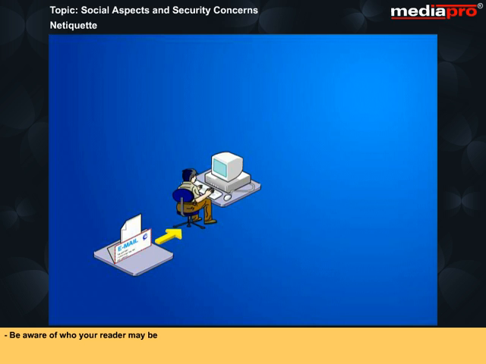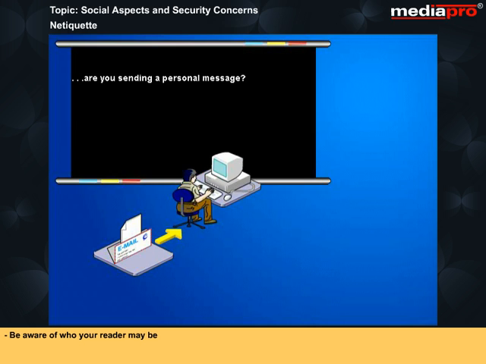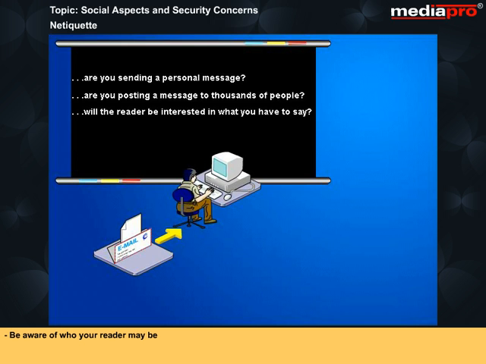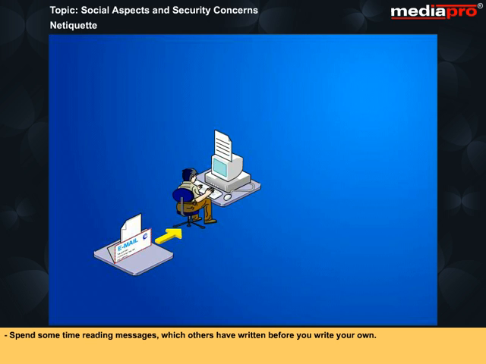Be aware of who your reader may be. Are you sending a personal message? Are you posting a message to thousands of people? Will the reader be interested in what you have to say? What type of social background does the reader have? Spend some time reading messages which others have written before you write your own. Do not use all caps. This is referred to as shouting. Respect others' privacy. Be considerate of network resources.